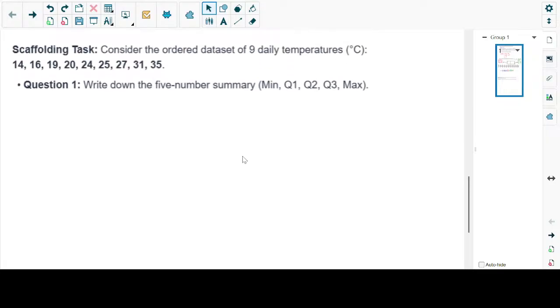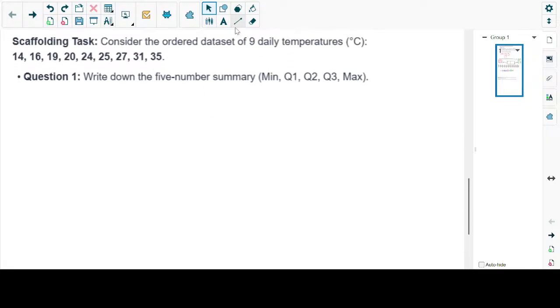Okay, so we have the following set of data, and we're going to answer exactly the same questions that we did. Number 1, let's get the 5 number summary. Number 2, we're going to get the interquartile range. Number 3, we're going to use our graph paper to draw the box and whisker diagram.